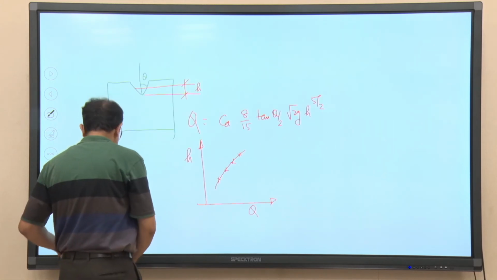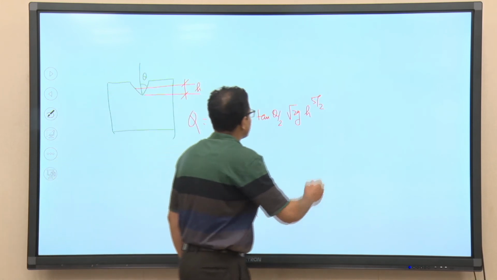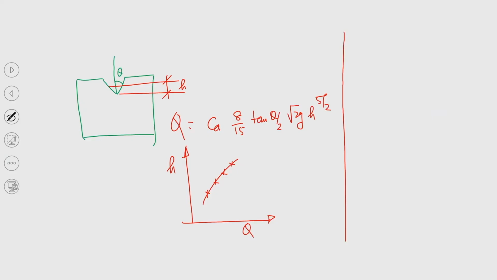Now, as I told you, it is not always required. Basically, this is the way of calculating flow rate. So, calculation of flow rate: number 1 is by using the V-notch weir. This is to measure flow rate. Number 2 is the pitot tube.